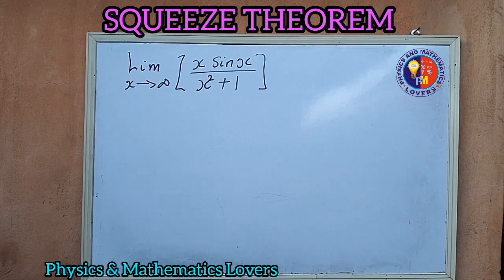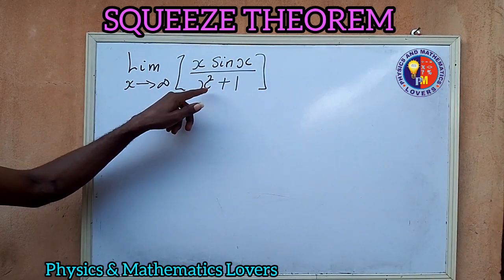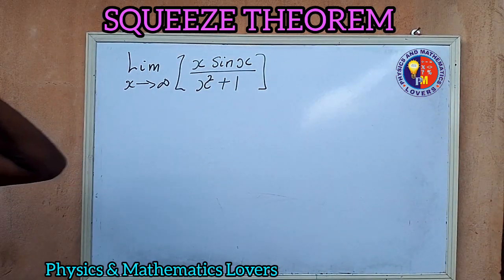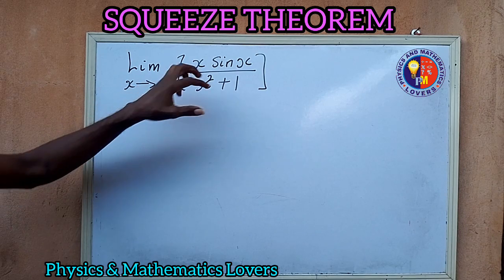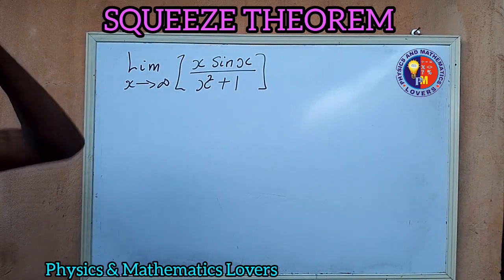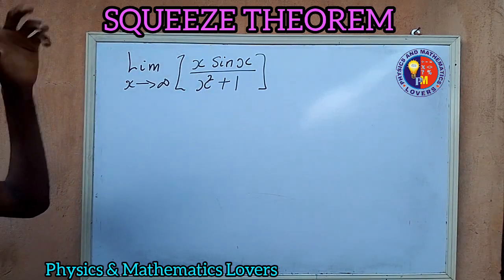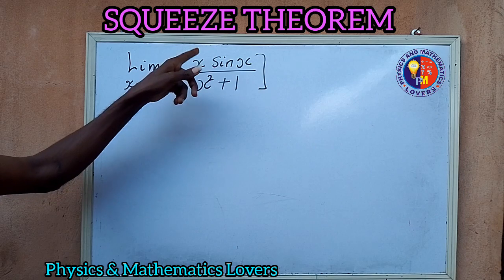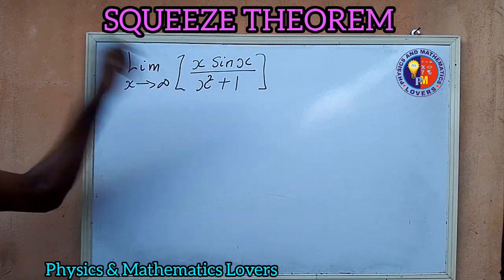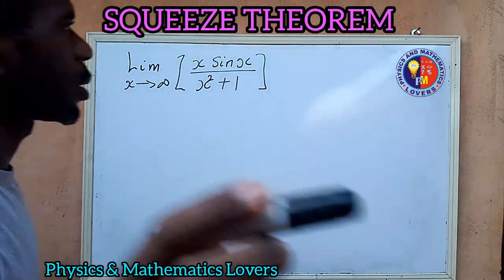Look at this question on the board: we have the limit of x sine x all over x squared plus 1 as x tends to infinity. We want to find its value. You can approach this in different ways. Number one, you can use L'Hôpital's rule, but I don't want to use that. I want to use the squeeze theorem.